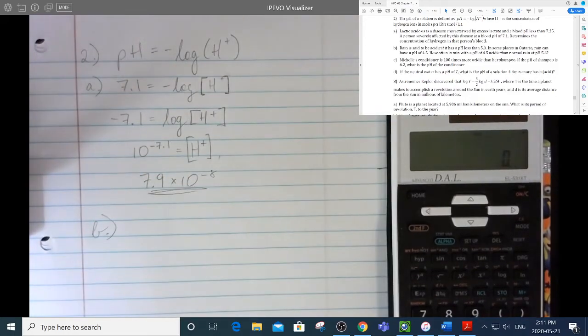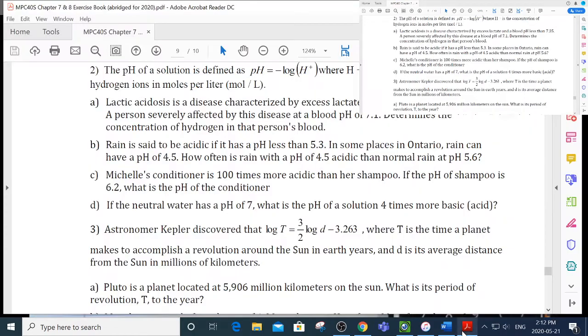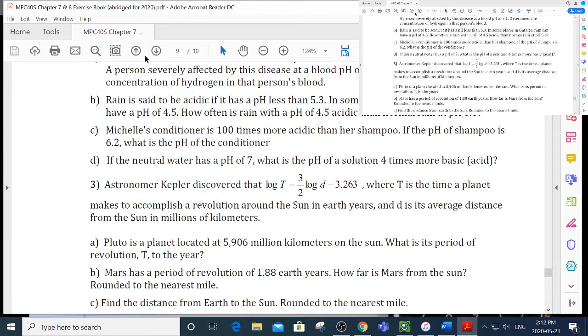2B is a little more complicated. For 2B, let's go to the question. It says, rain is said to be acidic if it has a pH less than 5.3. In some places in Ontario, rain can have a pH of 4.5. Again, those two things are just background information. Here's the question. Oh yeah, and this is one of the ones that got butchered. How often is rain with a pH of 4.5 acidic than normal rain at pH 5.6? And you're looking at that question going, ooh, first time with English.